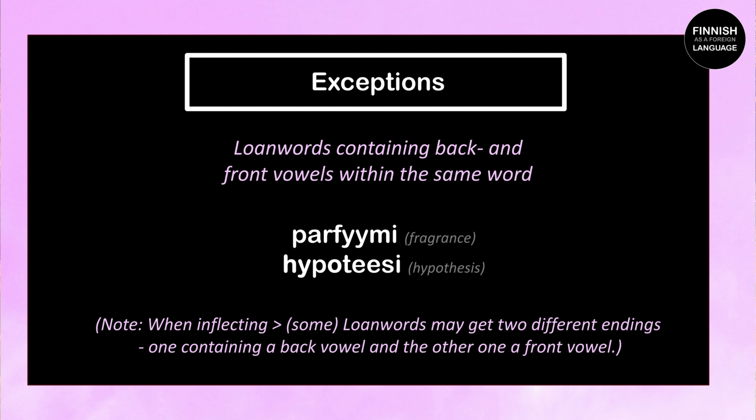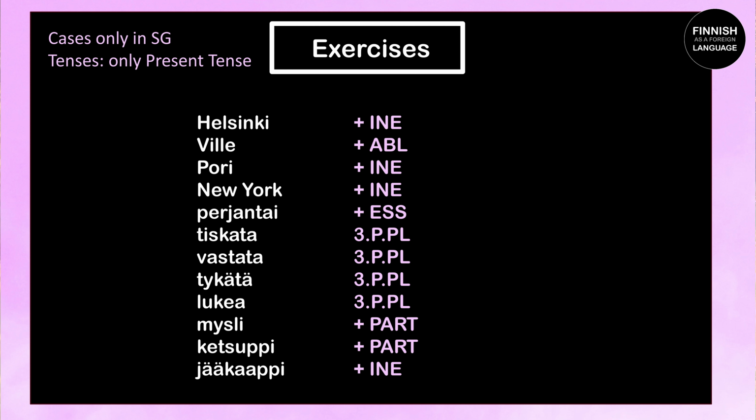Alright, let's move on to our last chapter for today, the exercises. Here we have 12 words. The task is to put them into different endings. For each answer we have 5 seconds. So let's go. The first one is Helsinki. We want to form the inessive case out of it. The inessive case marker is ssa or ssä. Which ending do we need?